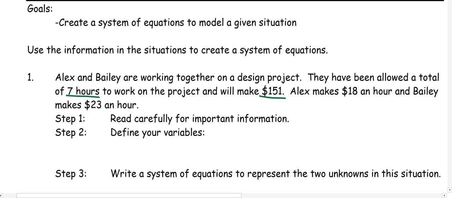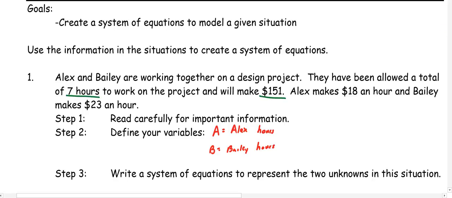Well, we're trying to figure out how much work each person's doing. So when I'm doing my variables, I can pick X, Y, I can pick whatever I want. In this case, because I have two people named Alex and Bailey working, I'm going to use A and B. So I'm going to say that A is going to be Alex hours worked, and B is going to be Bailey hours.